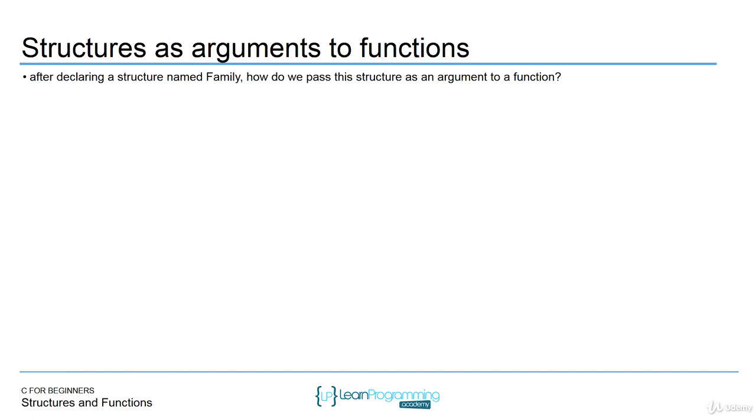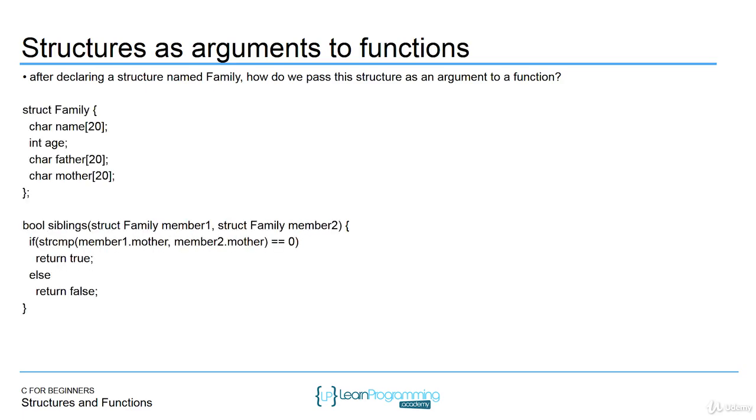After declaring a structure named family, in this example, how do we pass this structure as an argument to a function? So we have this structure called family. We have a bunch of character arrays in here, name, father and mother, and then we have an int age. That's our structure definition. We know it's a structure because the struct keyword is there, followed by the tag name. We have our curly braces and so forth.